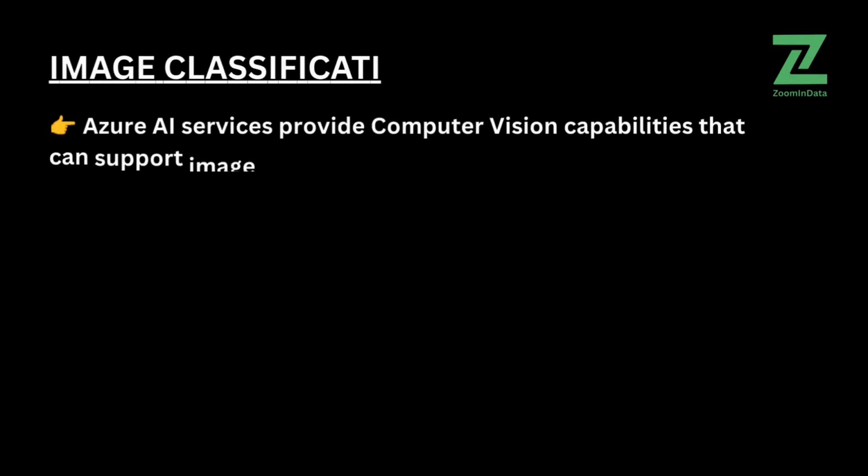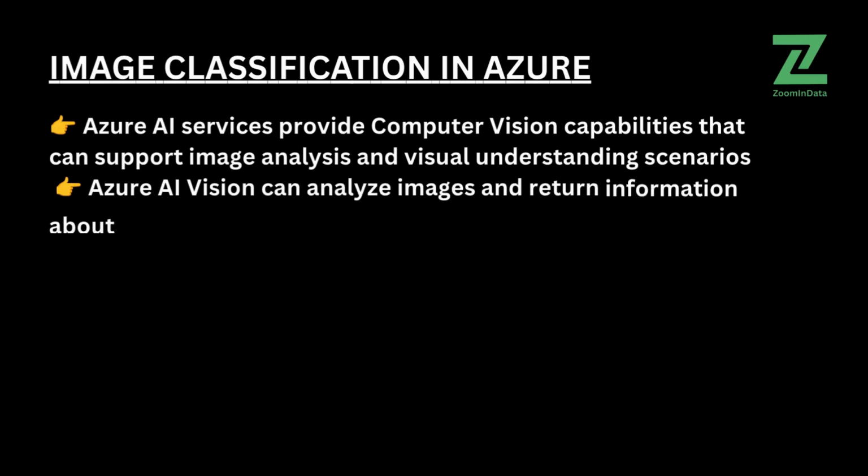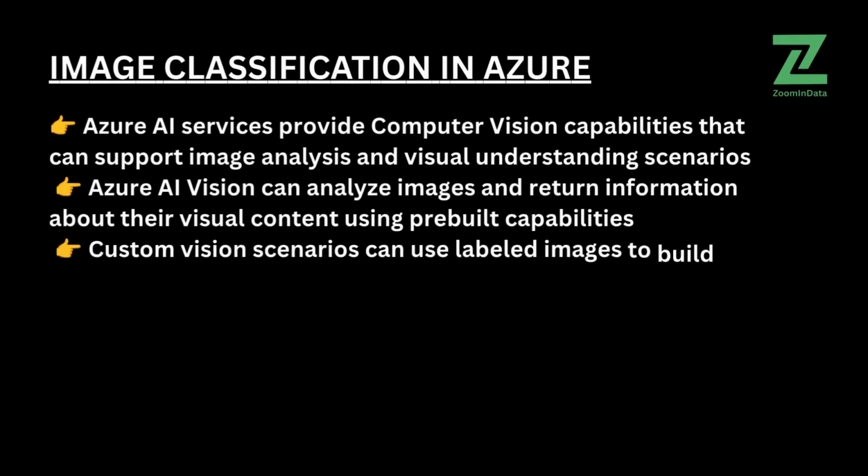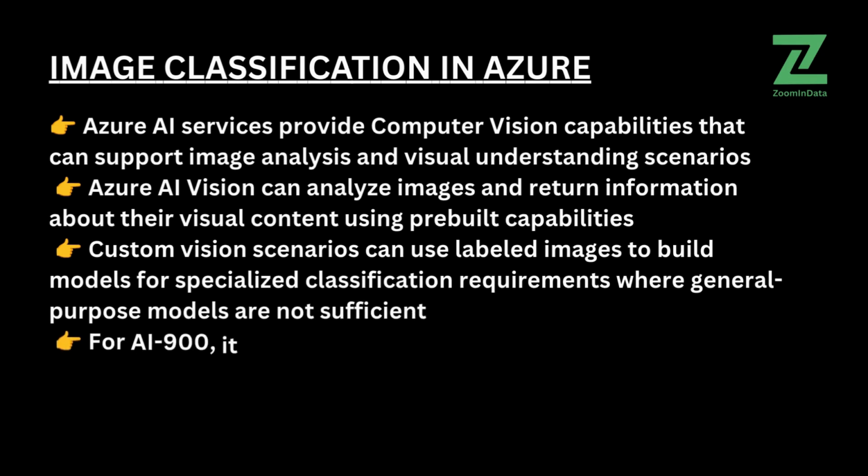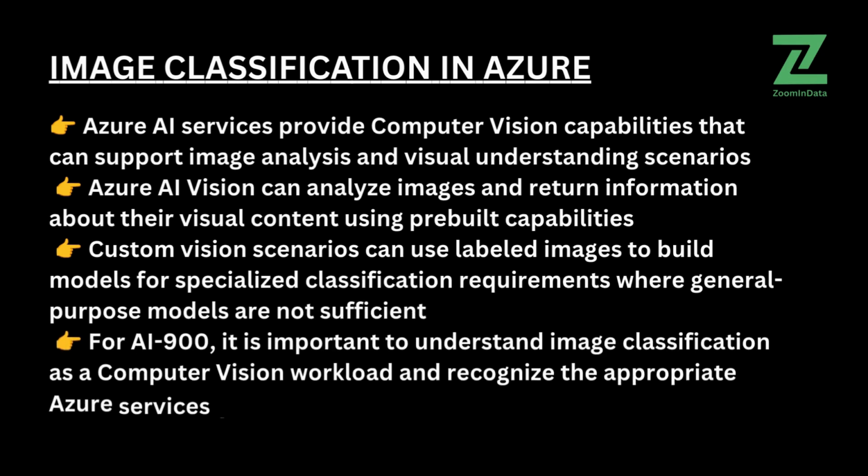Azure AI services provide computer vision capabilities that can support image analysis and visual understanding scenarios. Azure AI Vision can analyze images and return information about their visual content using pre-built capabilities. Custom vision scenarios can use labeled images to build models for specialized classification requirements where general-purpose models are not sufficient. For AI 900, it is important to understand image classification as a computer vision workload and recognize the appropriate Azure services for visual analysis.